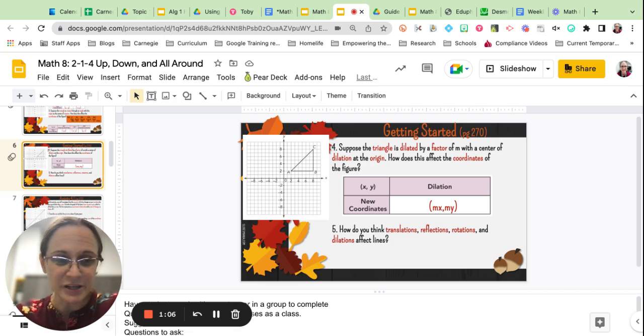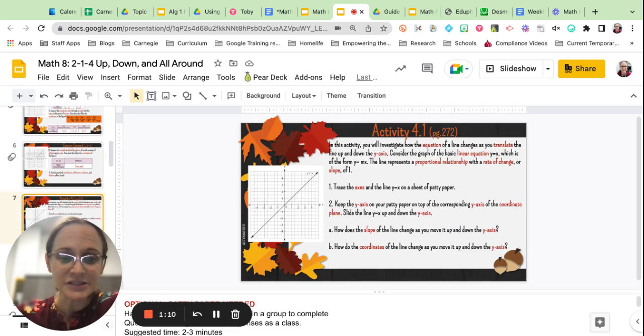Why are we talking about transformations on the coordinate plane? And the reason is because it builds an understanding for transformations of linear functions, which is what we're going to look at next. Some questions that we're looking at are, how does the slope of a line change as you move the line up and down the y-axis? Does it change? How do the coordinates of the line change as you move it up and down the y-axis?